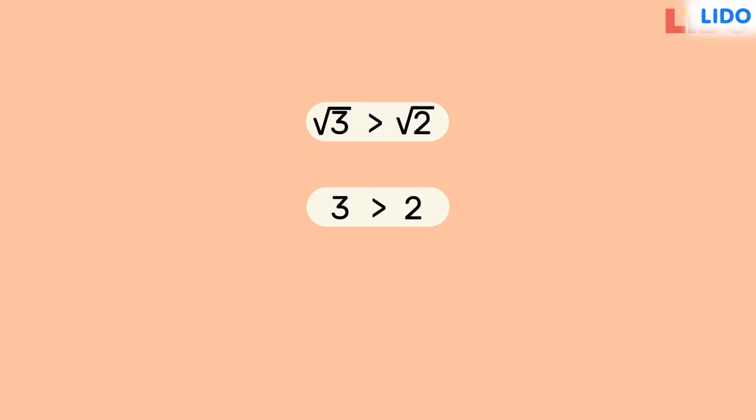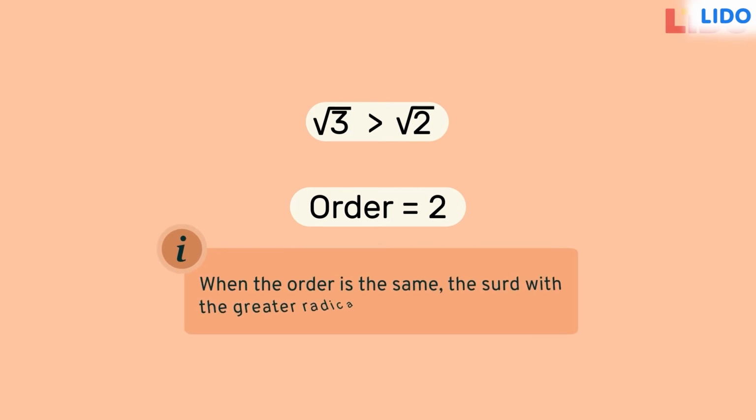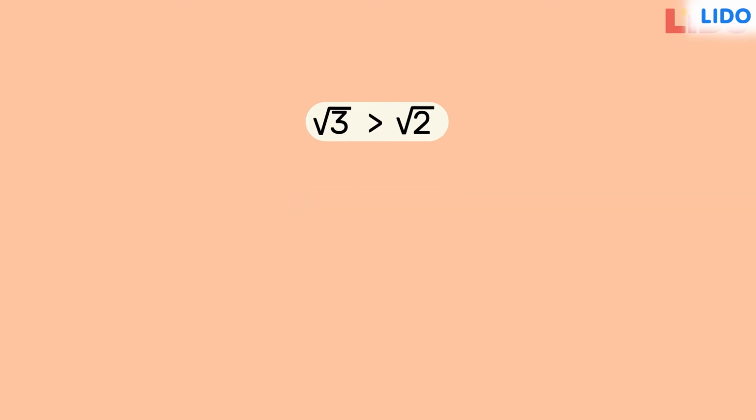We were able to compare these two surds because they had the same order. The order here is 2. So when we are comparing two surds of the same order, the surd with the greater radicand is greater. Let's get back to comparing numbers which are written in the exponential form.